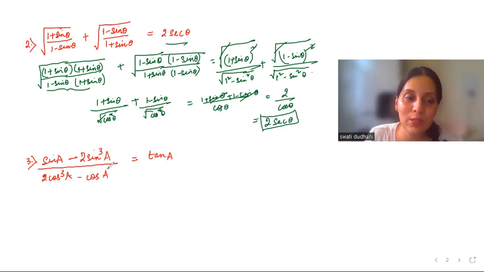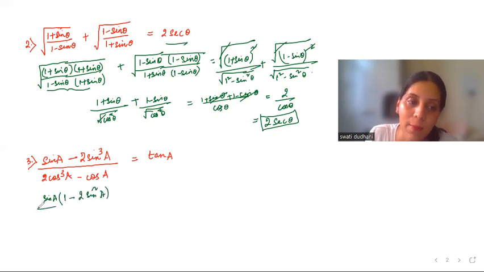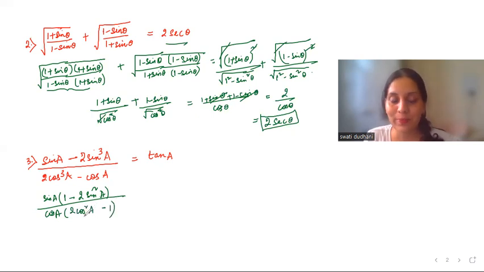Now, coming to the third one, very important. In the numerator, I can take sine a common. So, what do I get? I'm left with 1 minus 2 sine square a. By the denominator, I can take cos a common. So, what am I left with? 2 cos square a minus 1. Now, if you observe, I have sine a by cos a, which is tan a, the RHS part.